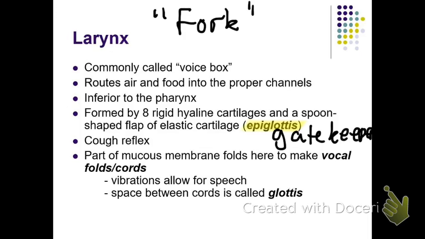Moving downwards, we have the mucous membrane folds, also called the vocal folds and cords, and they're able to vibrate, so you are able to hear and able to speak. The space has glottis fluid that allows for the cords to vibrate and have space and create those sounds.